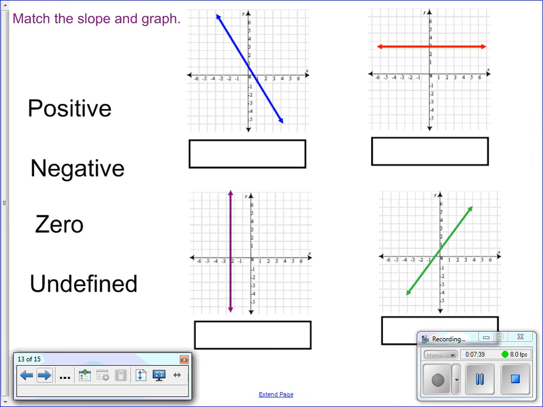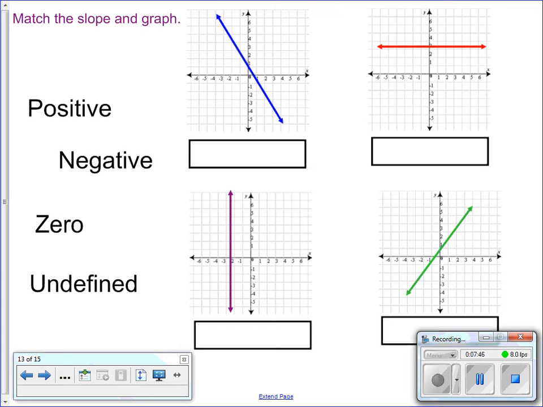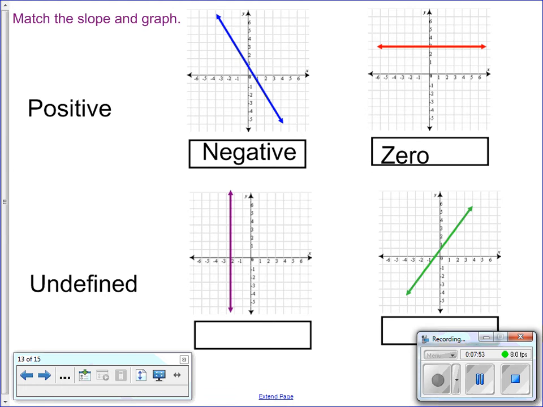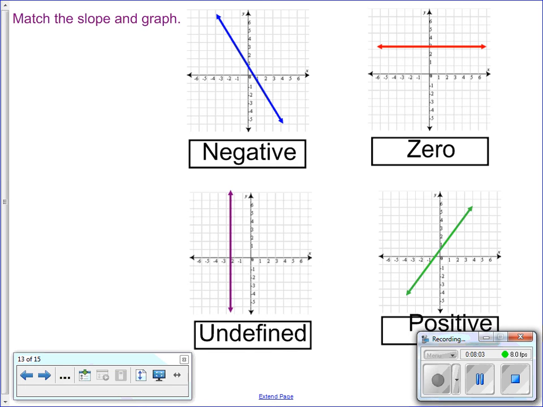So if we use this, we're just going to match our slope to the graph. So we can see that this one here is a negative slope because going from left to right, it goes down. Then we have this one being 0 slope because it's flat. So it's a flat line, you're not walking up or down. Here's our undefined slope. And then this one is our positive slope because it's slanting up and to the right.